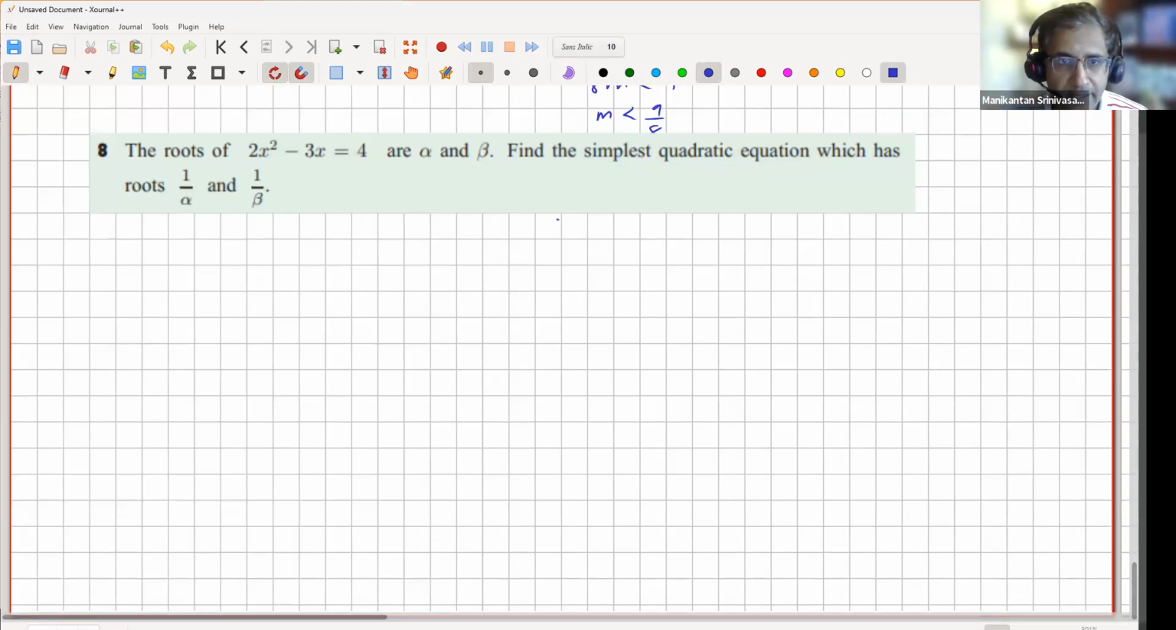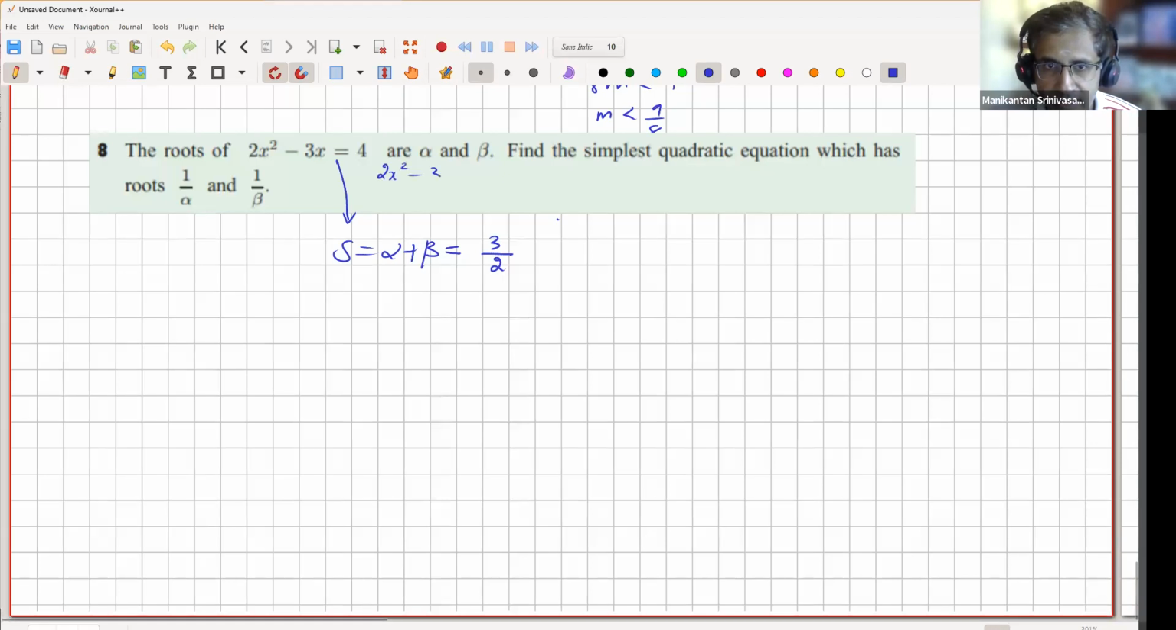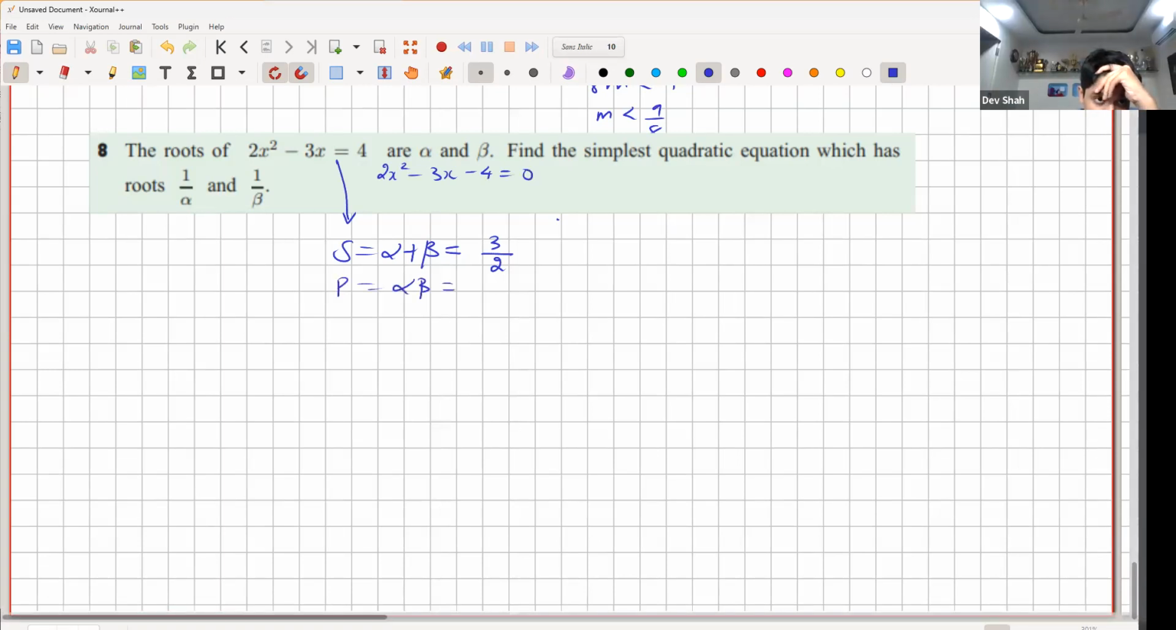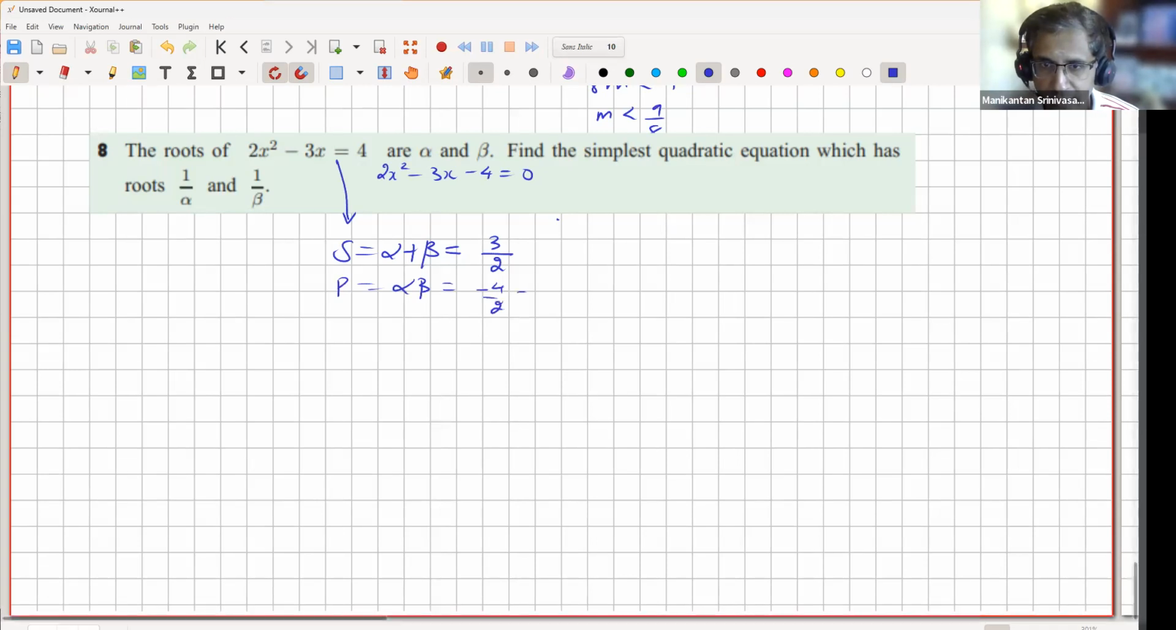So roots are alpha and beta in the original equation, which means the sum of roots is alpha plus beta, which is minus b by a. I'll write the equation as 2x square minus 3x minus 4 equal to 0. So minus b by a is 3 by 2. Agreed, Dev? Yeah. And the product of roots is alpha beta, which is c by a, which is minus 4 by 2, which is minus 2. So this is for the original equation.